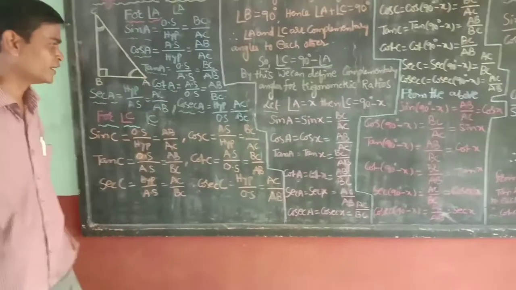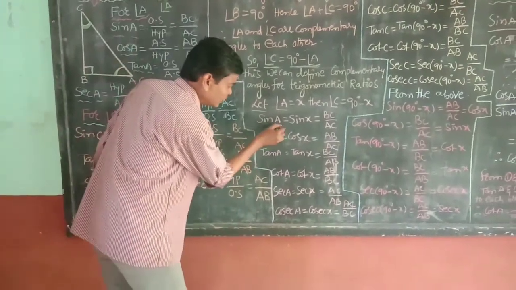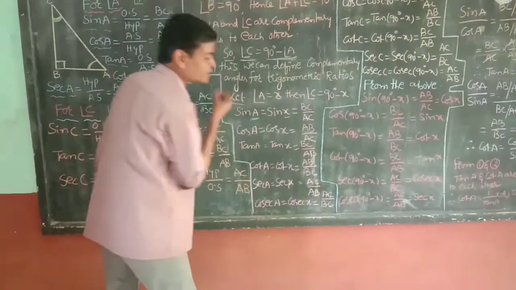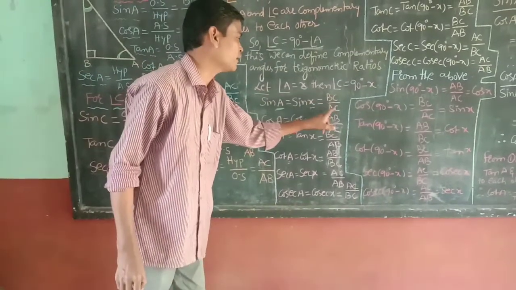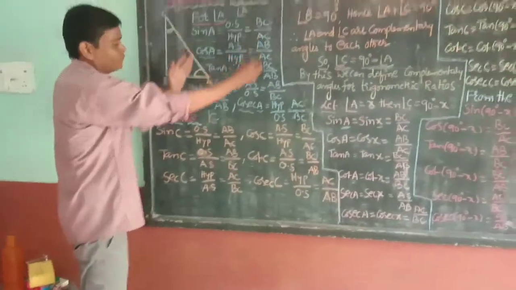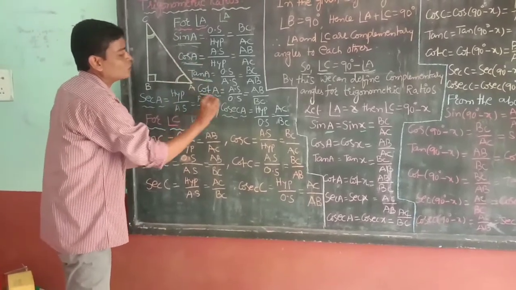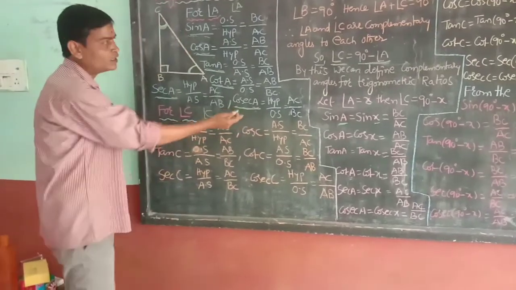So again I am defining sine A. Here angle A we have denoted by x, that's why sine A is equal to sine x, which is equal to BC by AC. Already we have all of them here: sine A, cos A, tan A, cot A, sec A and cosec A.